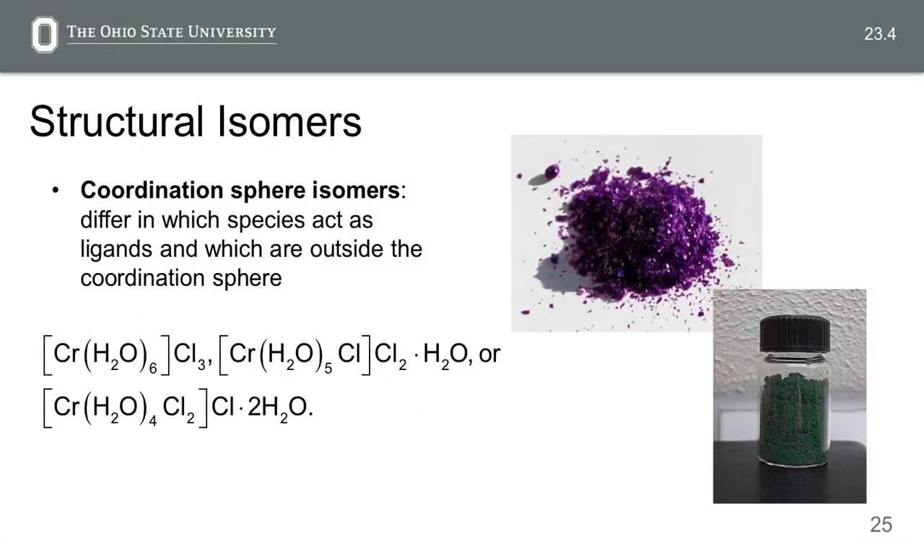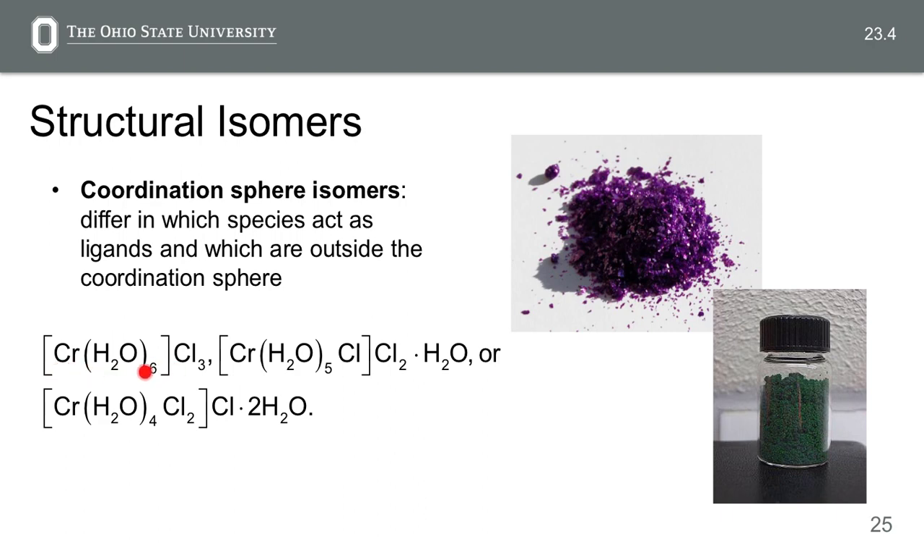Okay, the other structural isomer, so the linkage isomer is one type of structural isomer. The other type is a coordination sphere isomer. So we talked about the coordination sphere, that's what's inside the brackets on one of these complexes. And you can imagine having isomers with the same overall formula but different arrangements. So let's see here.